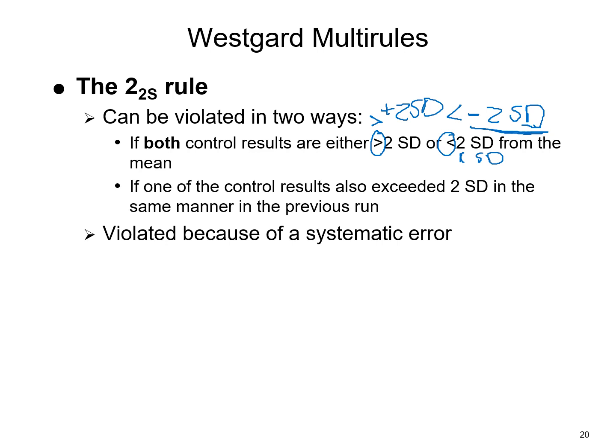The second one is talking about consecutive back-to-back runs, so AM versus PM, or day 1 versus day 2. And this just means that you have one of those values exceed 2 standard deviations. So you could have 2 standard deviations from the mean, or you could have 2 standard deviations for both controls.